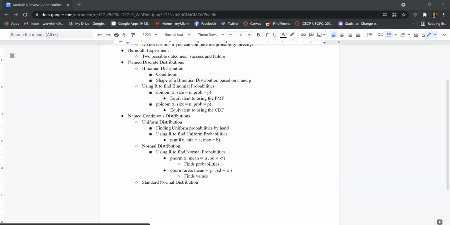Remember, parameters are like DNA. They determine which particular version of a PMF or a PDF you're working with, and you've got to get those right. Those are key identifying pieces of information.